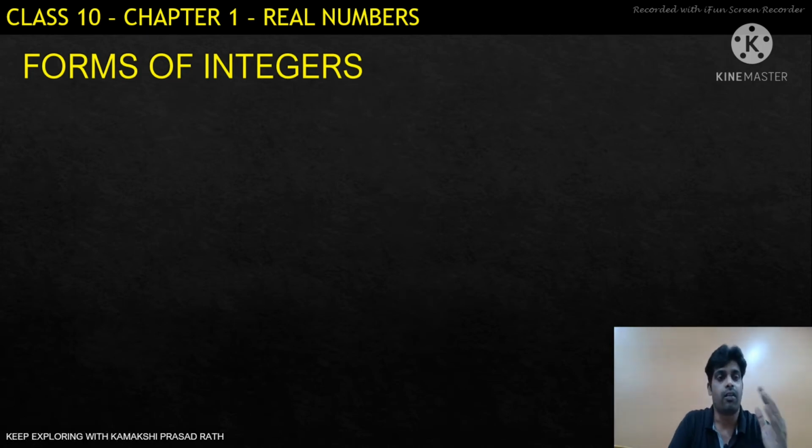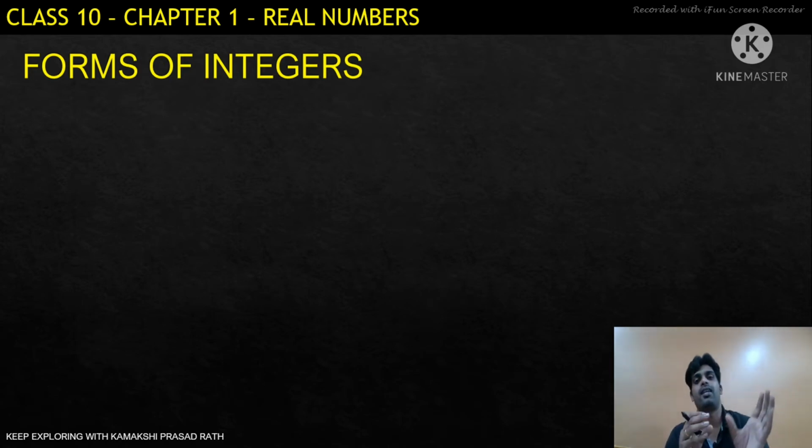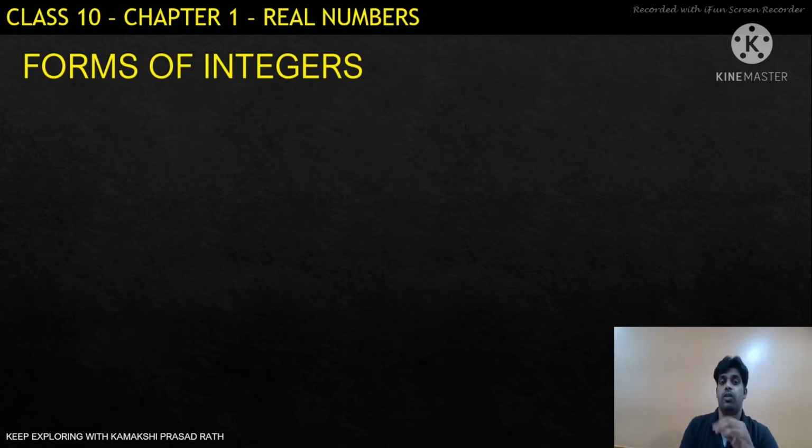Here we'll be seeing the forms of integers now. What are forms of integers? Here we'll see how we can write a positive integer in different forms, how an integer can be written in different forms. Using the same division lemma, we'll continue here.